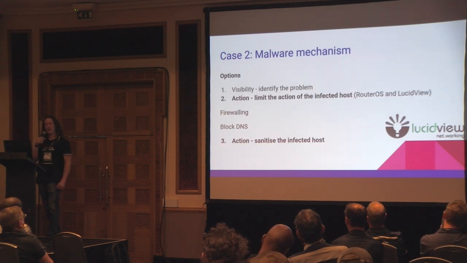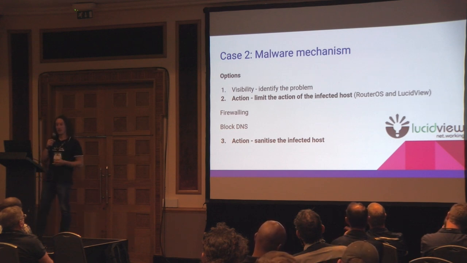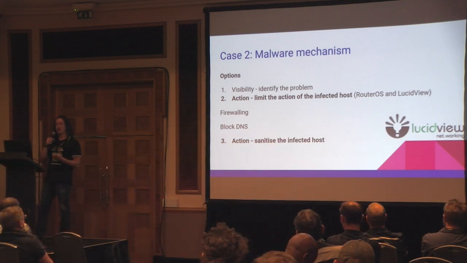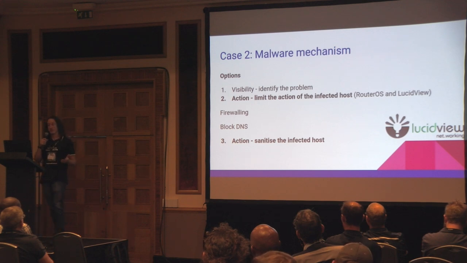So anyway, the next step is, obviously, we have visibility. We have identified the problem in both of these cases. And the action is to limit the actions of the infected host. Now, if it's one data center with 10 machines, you can go to the one, yank the cable out. If you are a service provider to a service provider who provides service to other people, it's more difficult to do this. So the first step is you need to limit the action of the infected host.